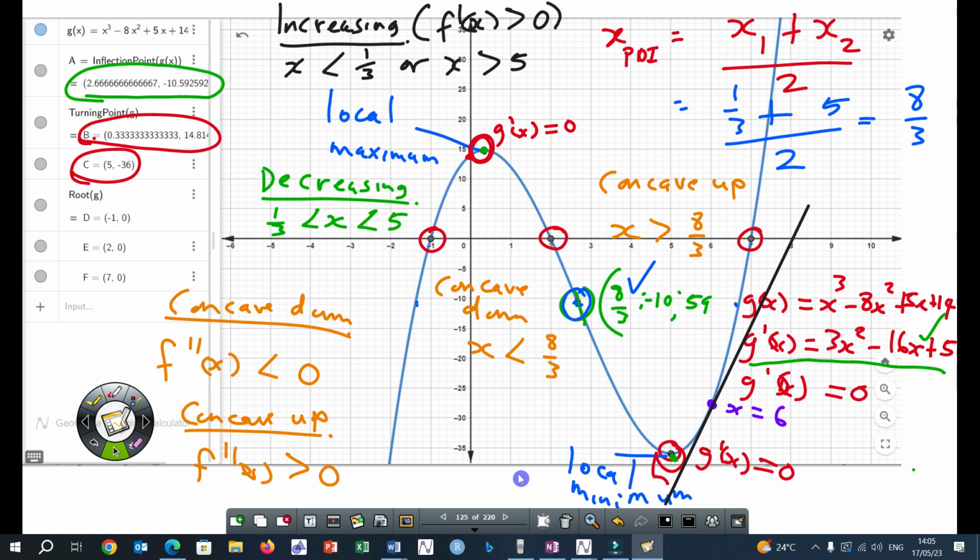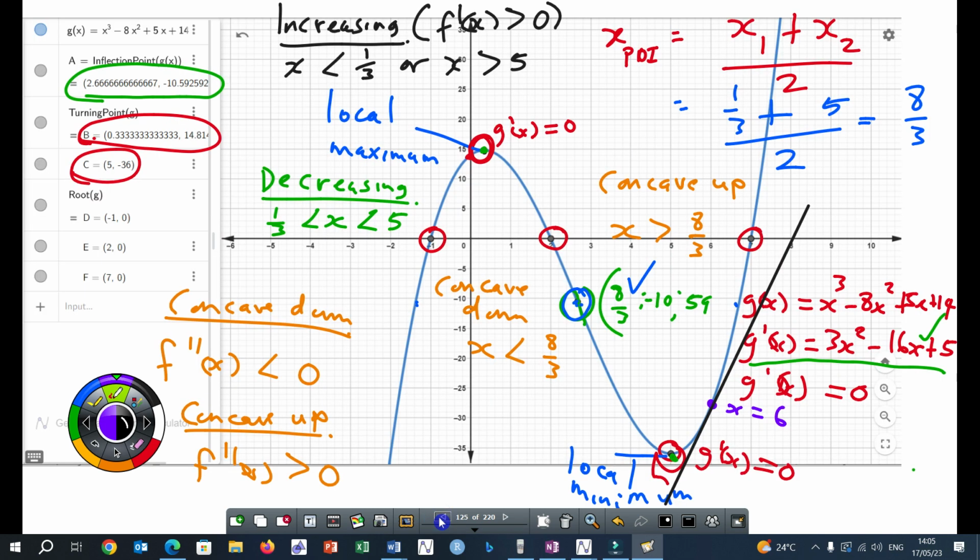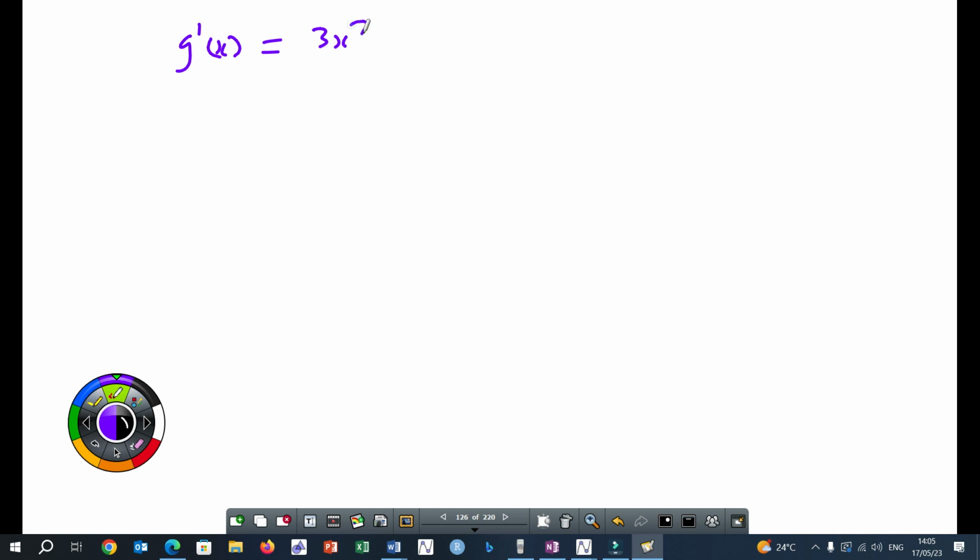So, can I have your attention? We need to determine the equation of that tangent. Fortunately, the point of contact is at x equal to 6. So what we have to do is, we know our first derivative already. So g prime of x is equal to 3x squared minus 16x plus 5.